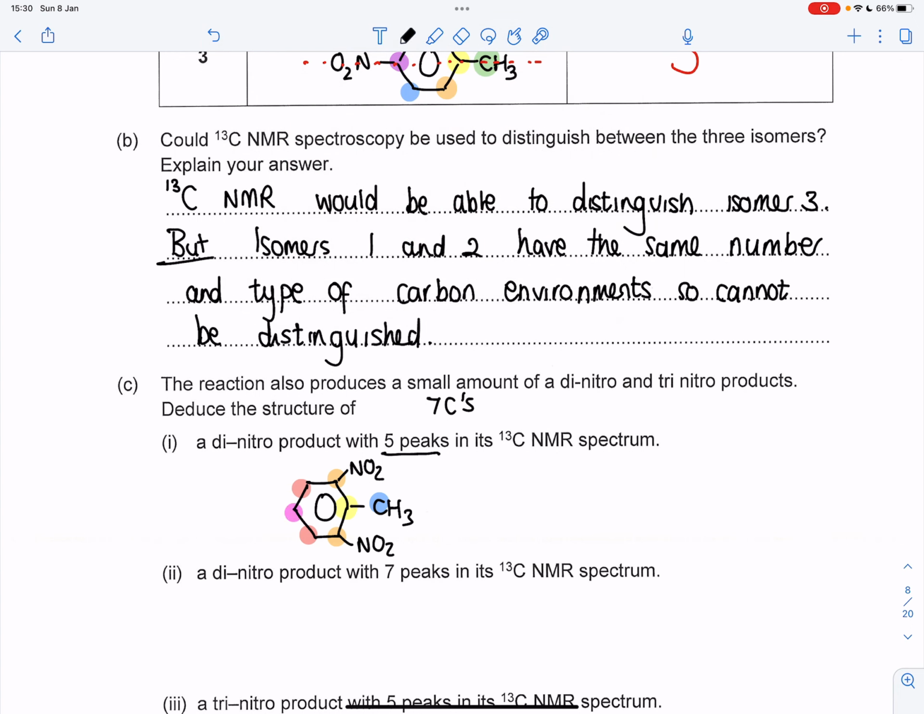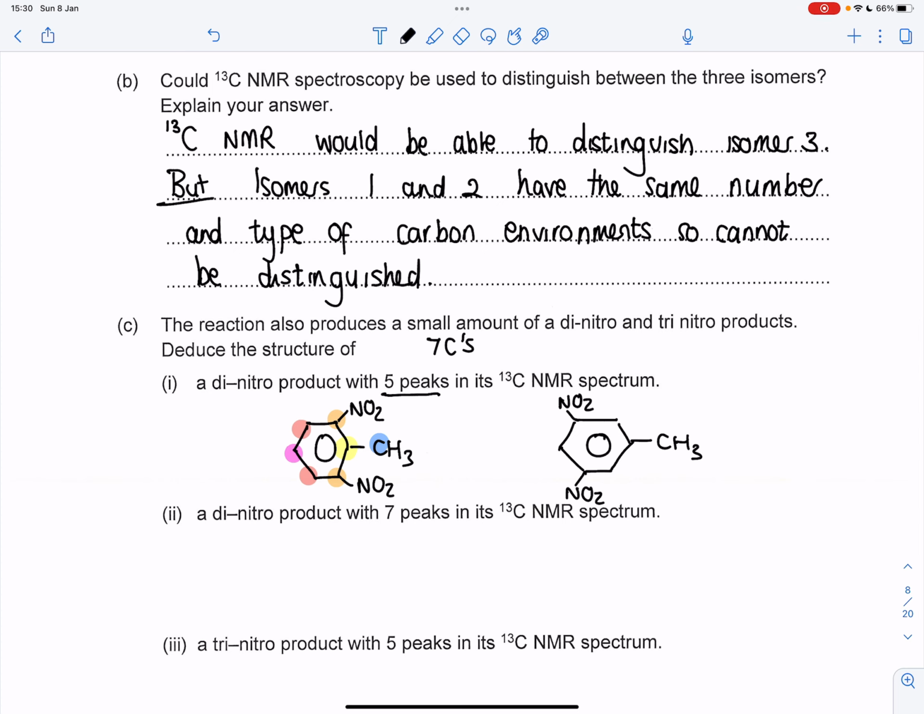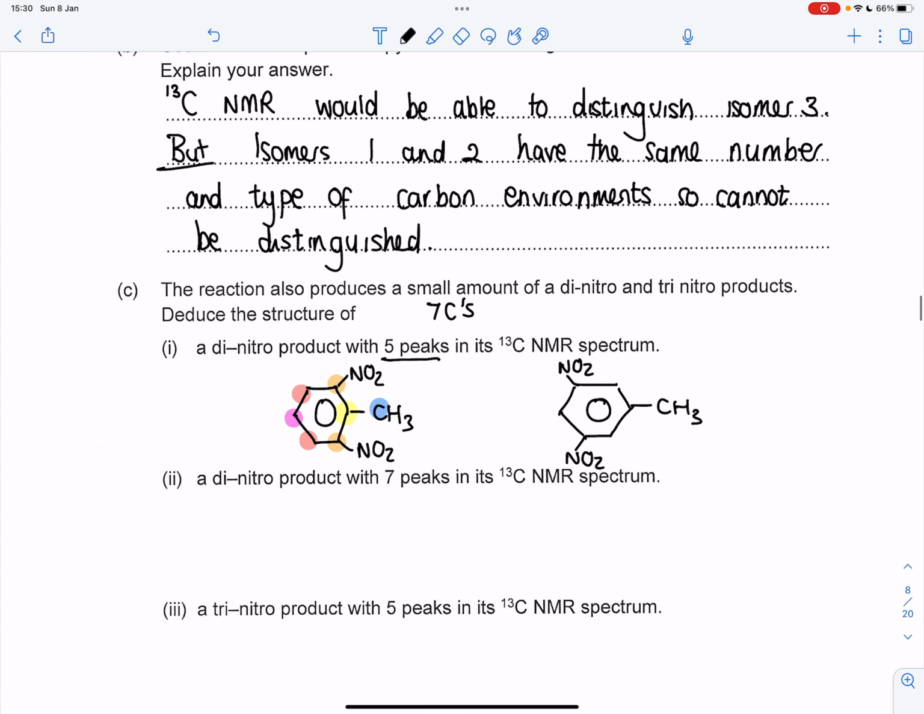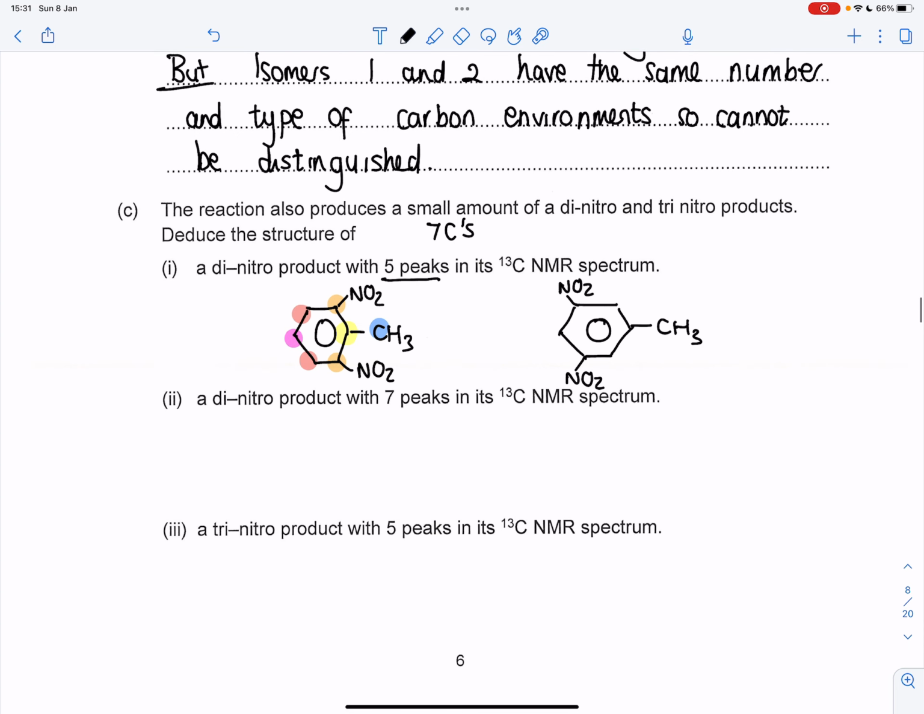If we were to put them, there is another right answer, because if we were to put them symmetrically about this point, then you would get the same peak distribution in that you would get 5 peaks as well because of the symmetry around the methyl group. Now if we want to get 7 peaks, there are 7 Cs, we just need every C to have its own peak, so we need it to not be symmetrically arranged about the methyl group. So there are lots of right answers.